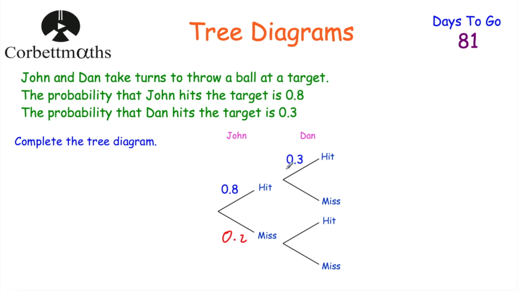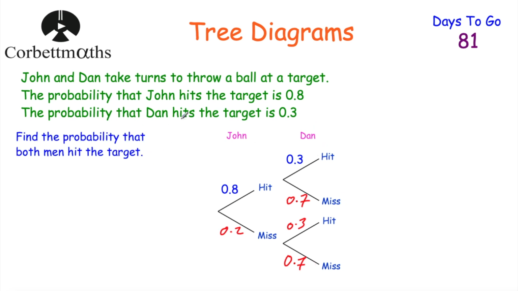Now, in terms of Dan, the probability that Dan hits it is 0.3. So the probability that Dan misses it would be 0.7. And then here again with Dan, the chance of him hitting it would be 0.3, and the chance that Dan misses it would be 0.7. And we're asked to complete the tree diagram, and we've done it. We've labelled all the probabilities on the branches.